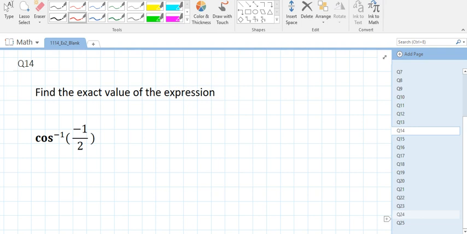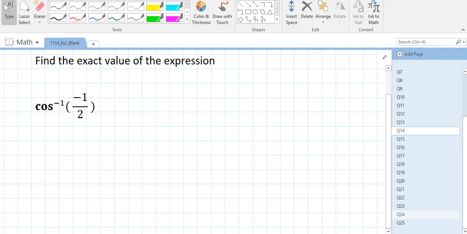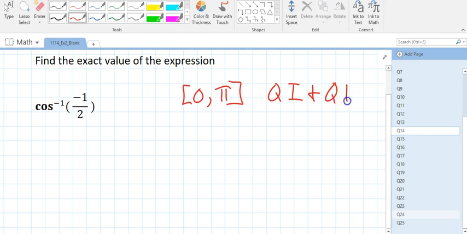Make sure that you guys pay attention to those intervals and the domain of these. Because if it's not in the domain, we don't do the inverse. Okay? So, I want to find the exact value of this. So in other words, remember in class, we're looking for when cosine is negative a half. What is our interval? 0 to pi, which means we're in what quadrants? Quadrant 1 and quadrant 2.